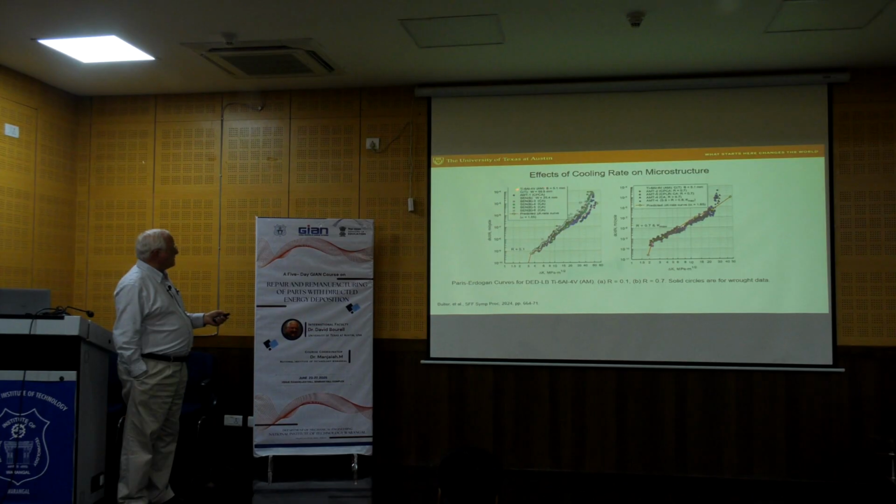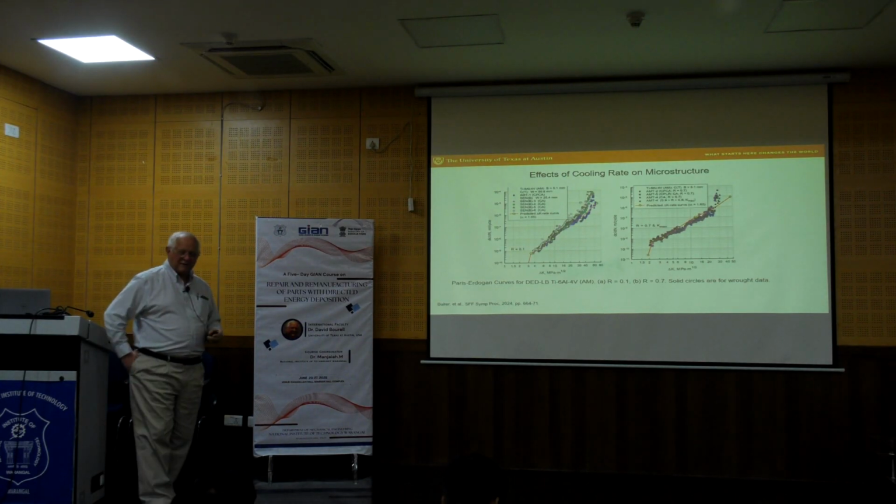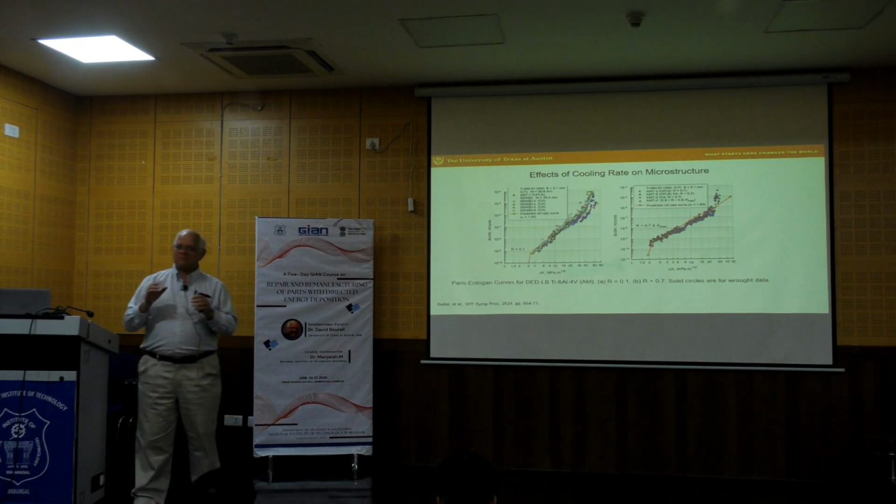what we see here is for Ti-64, titanium alloy, and the plots are for different R values. So basically these are the same plots, this R equal 0.1 and R equal 0.7. Let's see, I can explain that too.